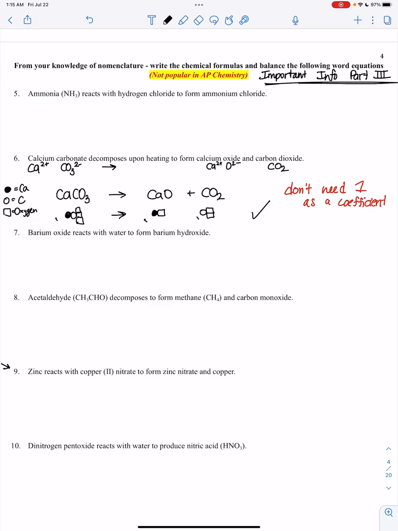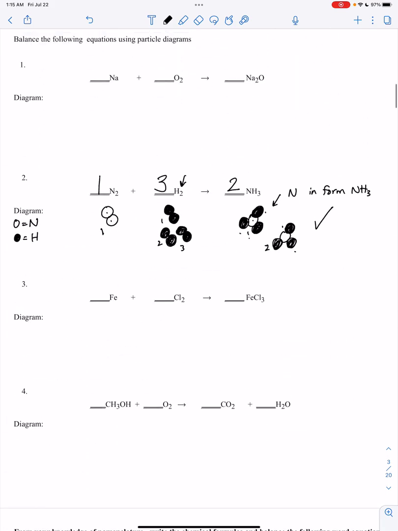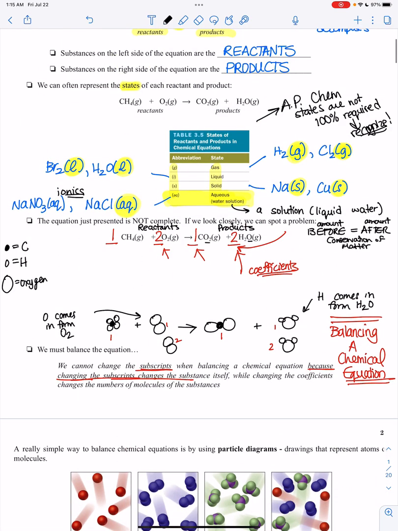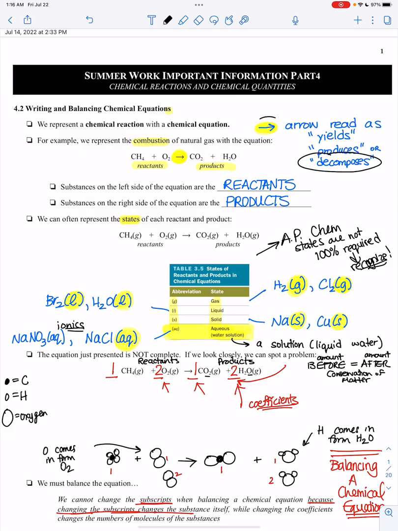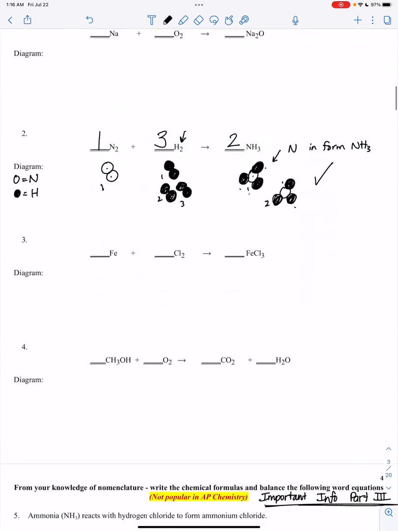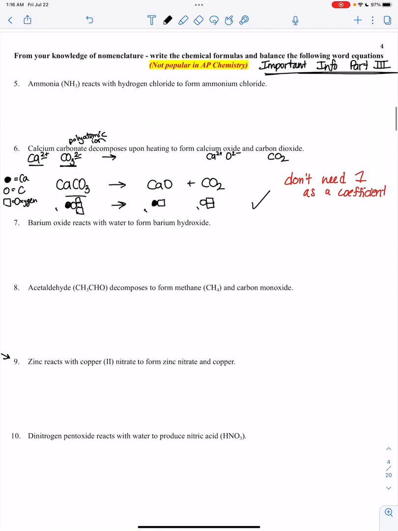So number 6, I kind of did a lot of the legwork here. It says calcium carbonate. Calcium carbonate's a polyatomic ion, and so if I think polyatomic ion, I think ionic compound. I need charges. Calcium is 2+, carbonate's 2-. That gives me CaCO3. Decomposes. Remember, I said earlier that decomposes is my arrow. So decomposes could be break apart, arrow, to form calcium oxide.